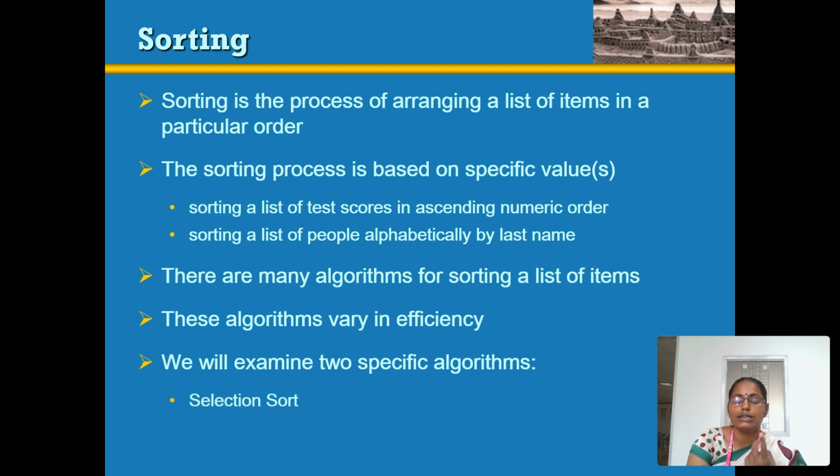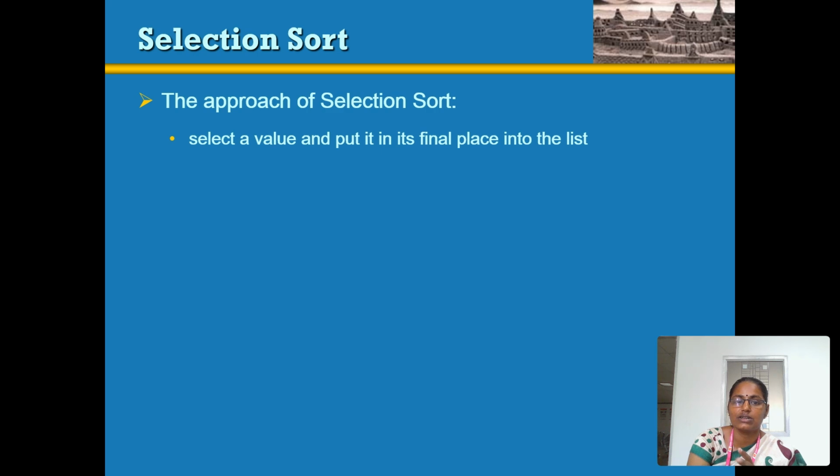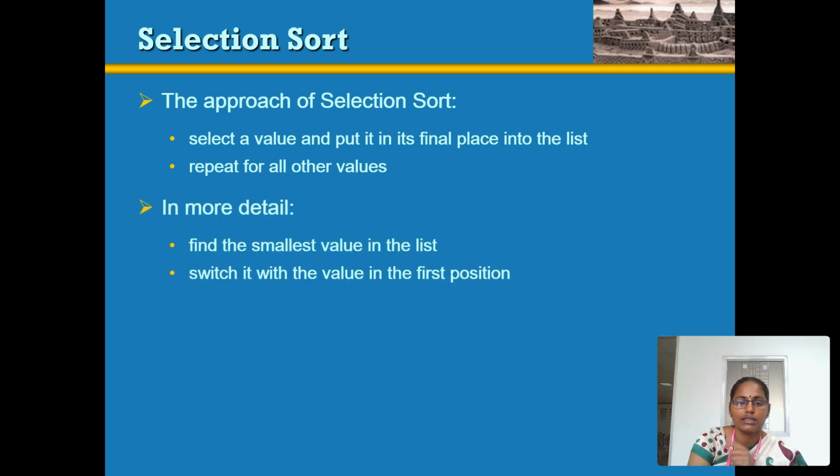We will see two types of sorting: selection sort and insertion sort. There are many types of sorting, but here we are going to see selection sort and insertion sort. Selection sort places a value as its final value in the list. It repeats this for all other values. It compares the first value with all the other values.